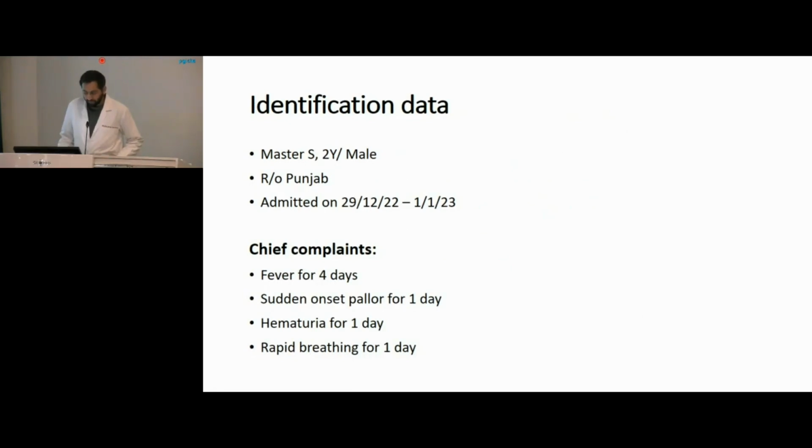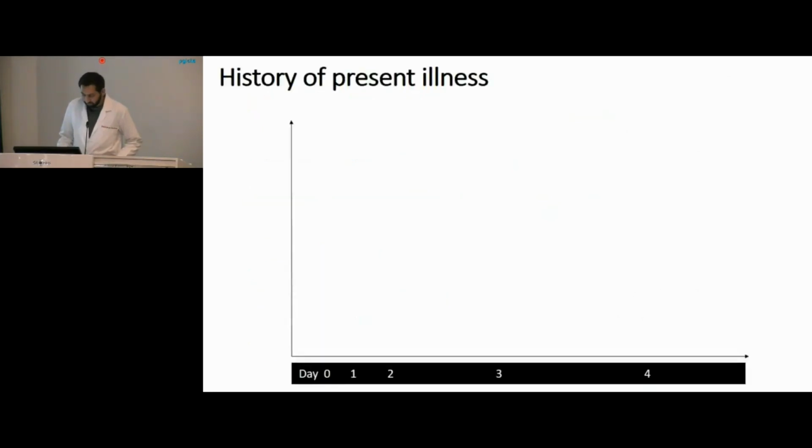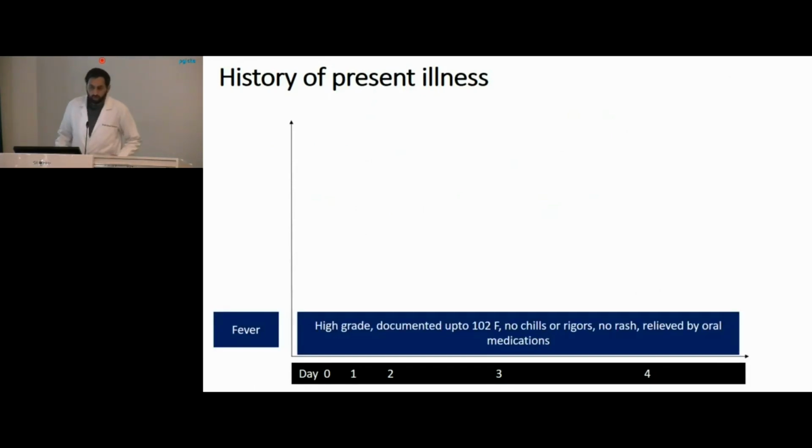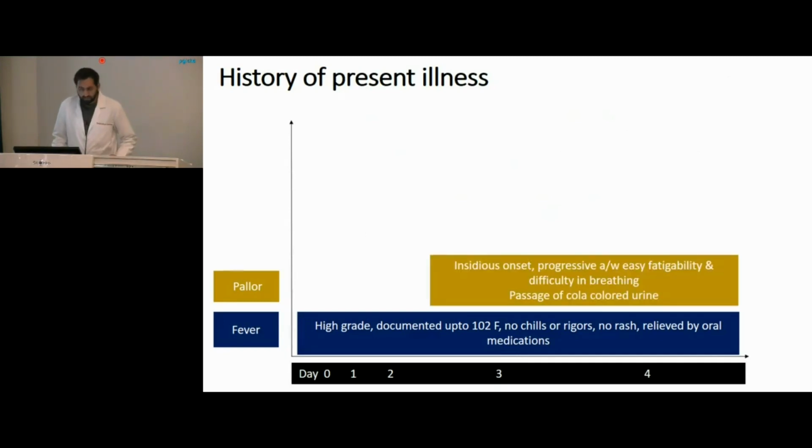chief complaint of fever for 4 days, sudden onset of pallor for 1 day, hematuria for 1 day, and rapid breathing for 1 day. In history, the child came with a history of high-grade fever, documented around 102 Fahrenheit. There were no chills and rigors, no rash, and the fever was relieved on taking oral medications. Along with that, there was pallor, which was insidious in onset, progressively increasing with easy fatigability and difficulty in breathing, along with the passage of cola-colored urine.